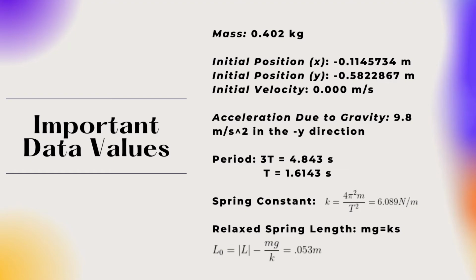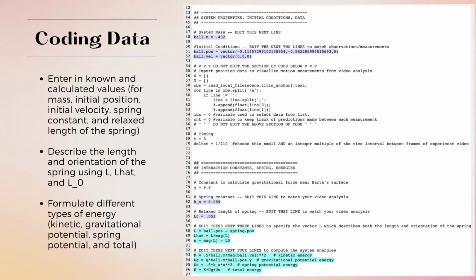I found the spring constant next, which ended up being about 6.089 newtons per meter, using the given formula. Lastly, I calculated the relaxed length of the spring by subtracting the mass times the gravitational constant divided by the spring constant from the length of the spring with the mass. This value ended up being 0.053 meters.